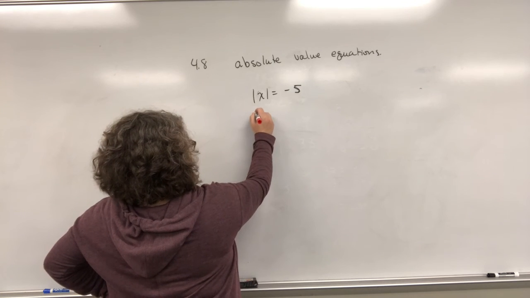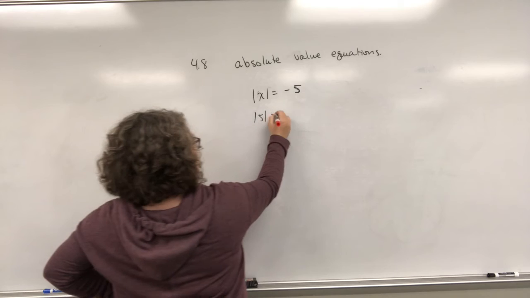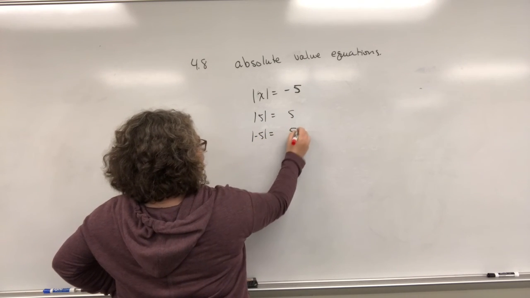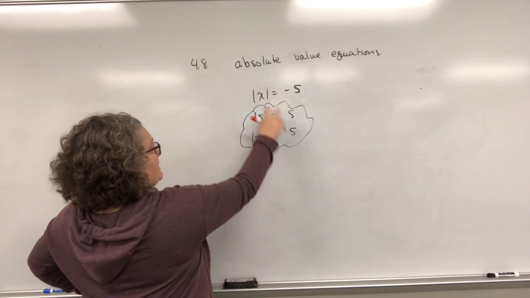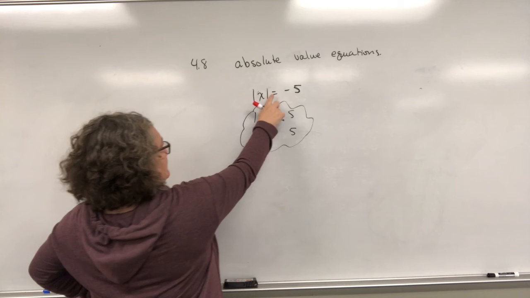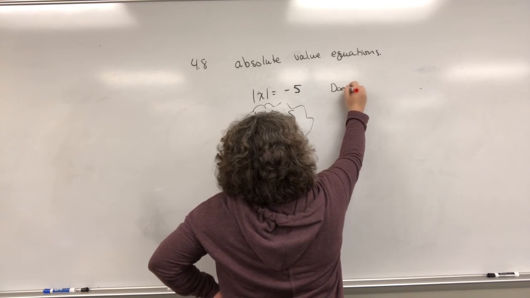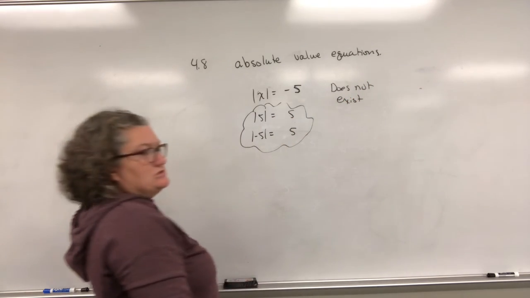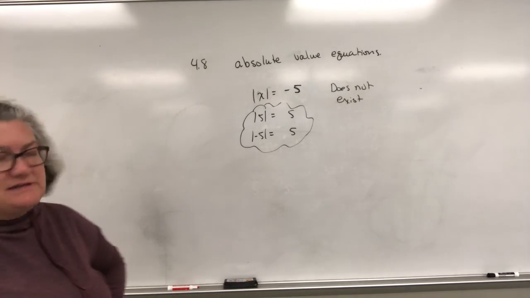So what I mean is, can I put a 5 in? What's the absolute value of 5? How far is 5 from 0? 5 steps. Well, how far is negative 5 from 0? It's 5 steps. So notice how neither one of these results in a negative 5. So when you have the absolute value of something and it equals a negative 5, it does not exist. There's no solution. When you have the absolute value of something equals a negative number, it does not exist, or no solution.